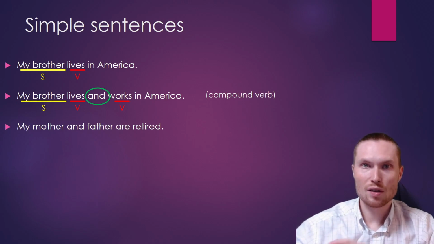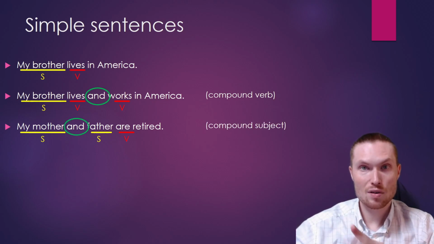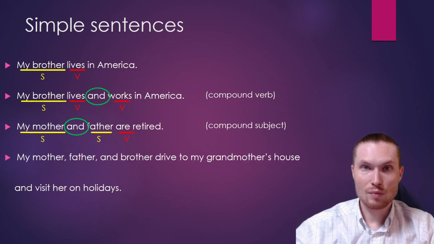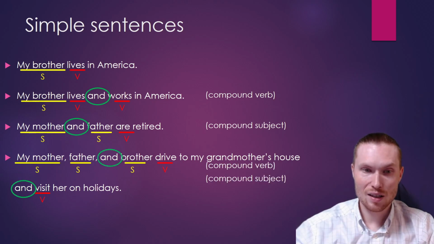My mother and father are retired. Subject, my mother and father. Verb, are. So this is an example of a compound subject, where there's 2 nouns joined by and. My mother, father, and brother drive to my grandmother's house and visit her on holidays. So here we have a compound subject and a compound verb. But this is still a simple sentence. One subject, one verb, even though they're compound.